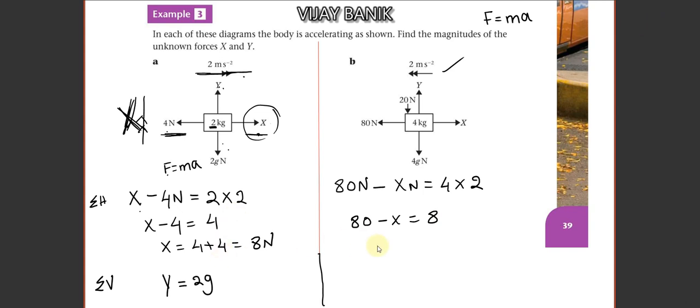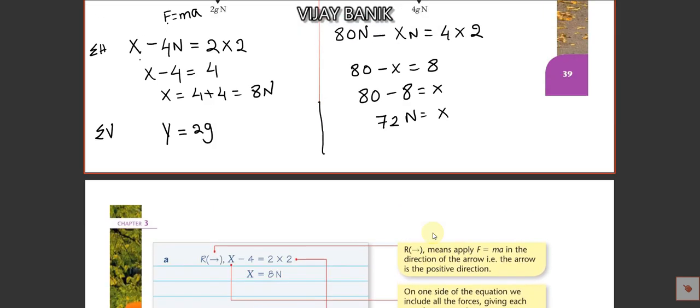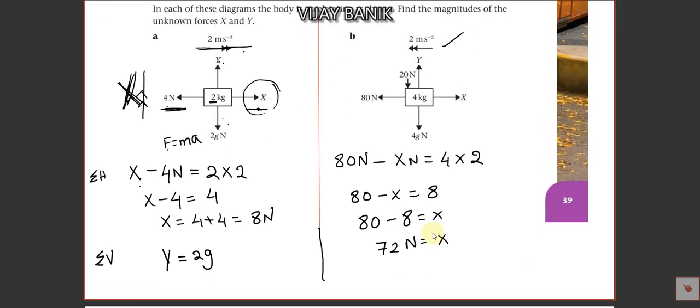So 80 minus 8, this 8 will come this side and x will go this side. 80 minus 8 equals x. So that is going to be 72 Newton equals x. Let me see whether the answer for the B part is correct. It is 72 Newton. Let's talk about vertical force now. This is our horizontal force over. I already mentioned vertically it is in equilibrium, and if it is in equilibrium, that means total upward force is equal to total downward force.